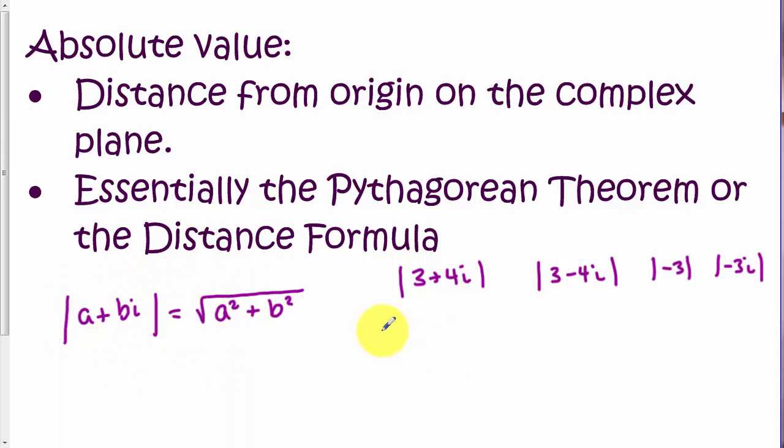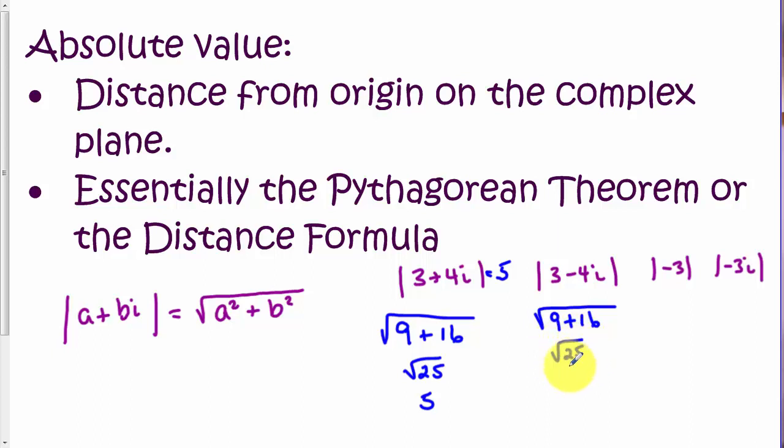So here we've got square root. Now my a is the real part. So I get 3 squared, which is 9, plus 16. So we have the square root of 25, which is 5. So the absolute value of that complex number is 5. Here, 3 squared is 9. Negative 4 squared would be negative 4 times negative 4, which is also plus 16. So again, we get square root of 25, which is 5.